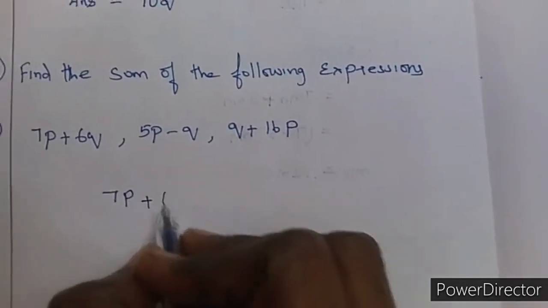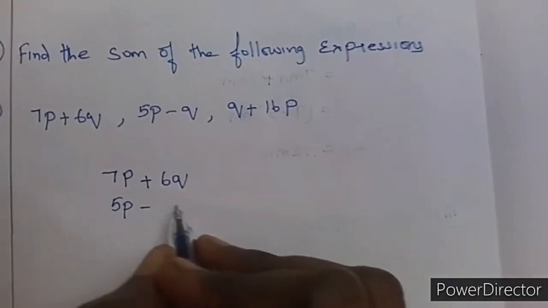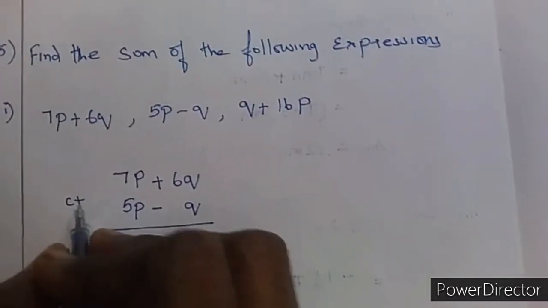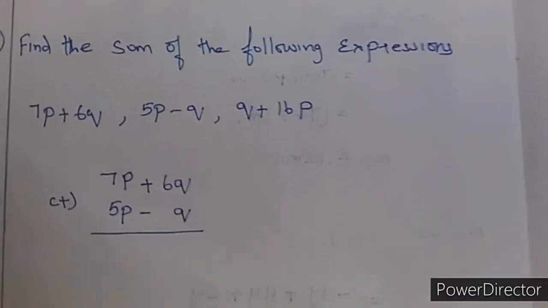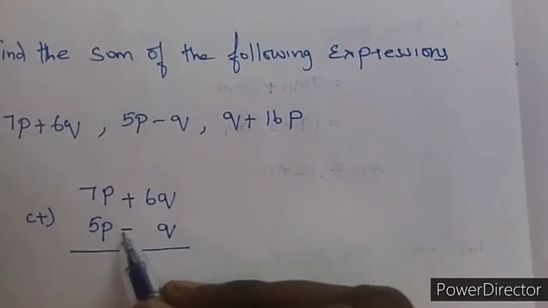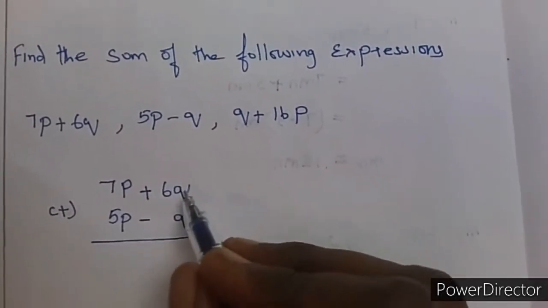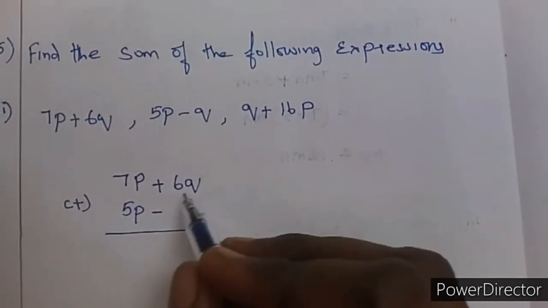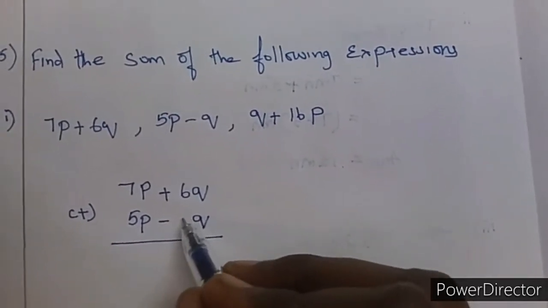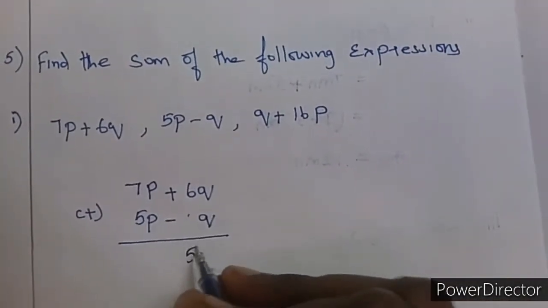For 7p plus 6q, here 5p minus q. Find the sum of. We have to add these two expressions. Now coming to this part, plus into minus, we have to subtract these two numbers. As the q is the same variable, it is a like term. So 6 minus 1. If no number is there before the variable, we can assume that as 1. Now 6 minus 1, it is 5.